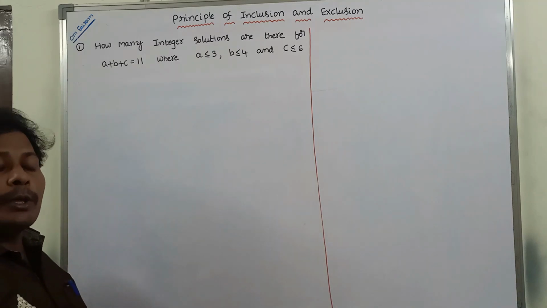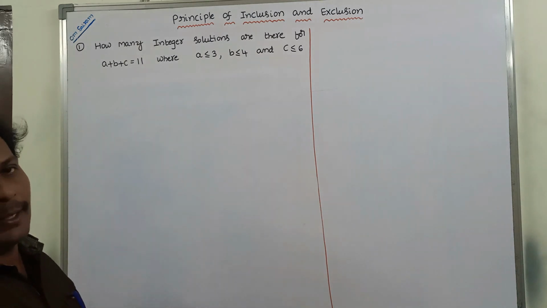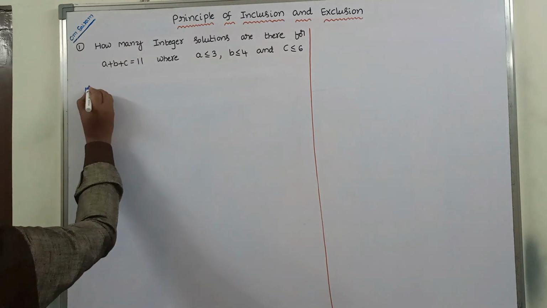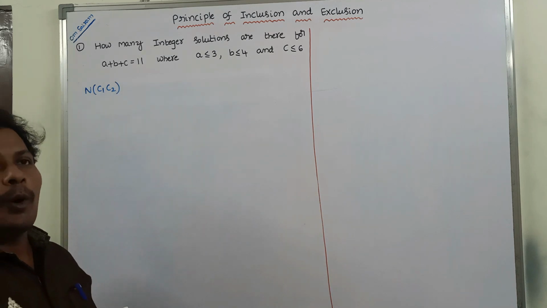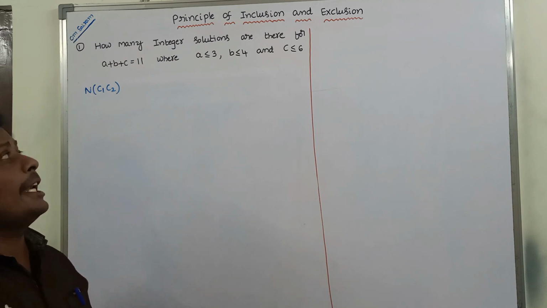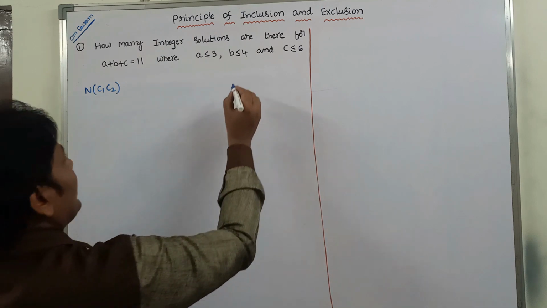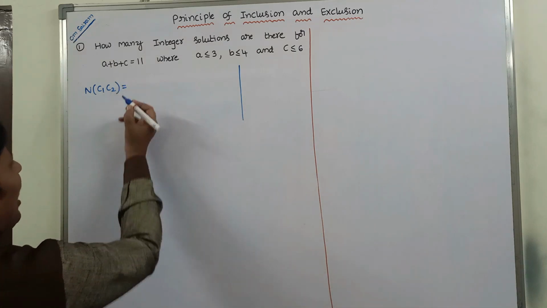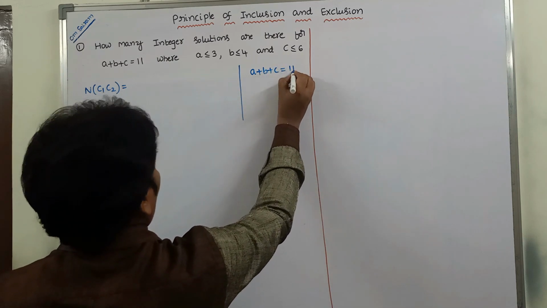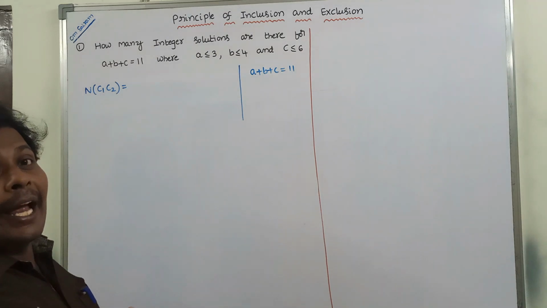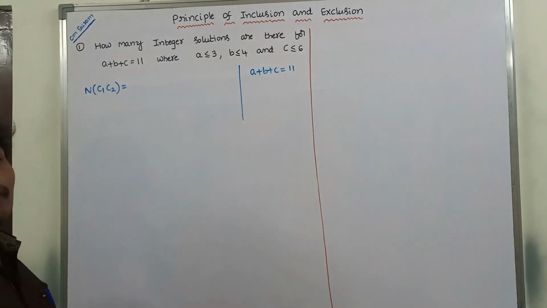Next, we have to find out the possible combinations for C1, C2, C2, C3, C1, C3. So that is n of C1, C2. The possible number of solutions when A is greater than or equal to 4 and B is greater than or equal to 5. For that one, we have to find out the R value. Okay. So here A plus B plus C is equal to 11. Here A is at least 4 and B is at least 5. For that one, we have to find out the possible number of solutions.